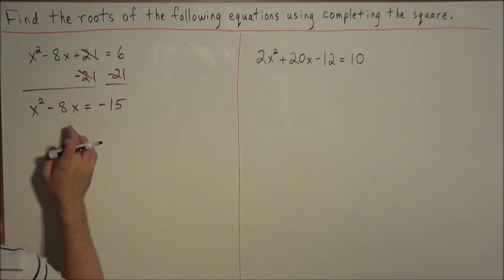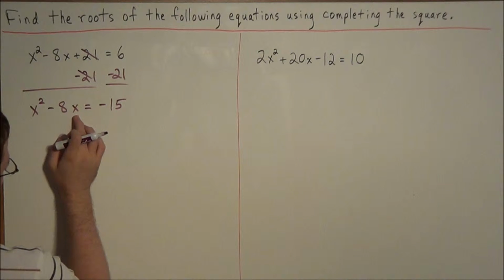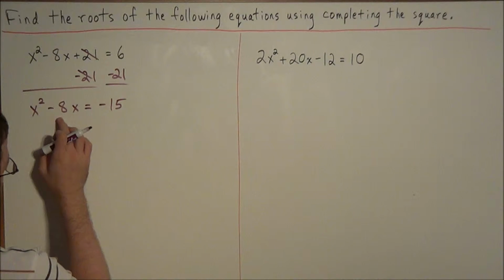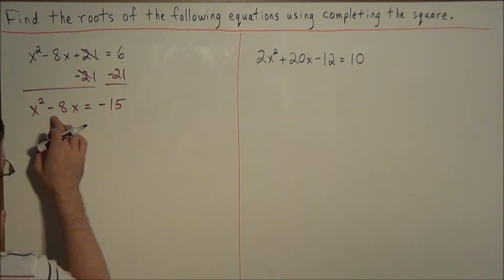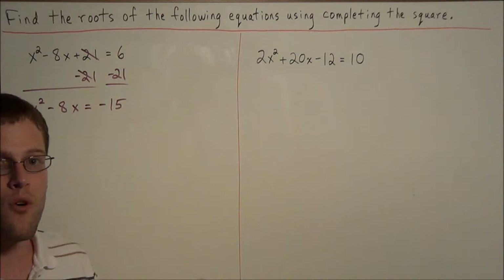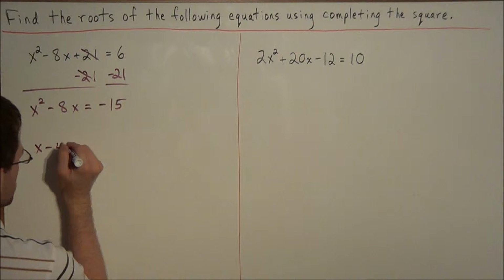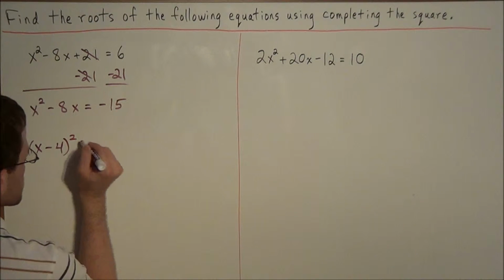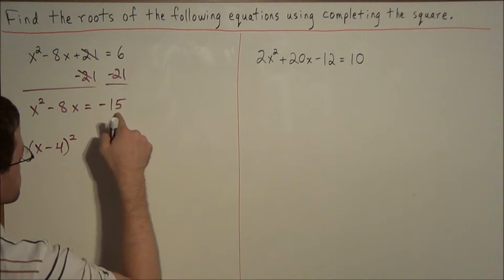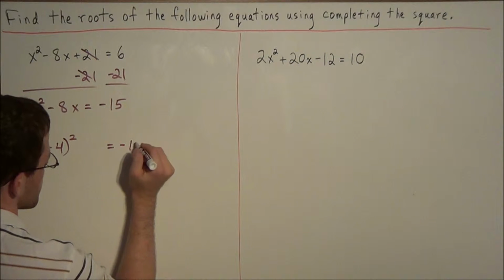And then the next step is to look at the coefficient in front of the x term, and we notice that it's a negative 8, and we need to find half of negative 8. And half of negative 8 is negative 4, so for the next line we're going to start by writing x minus 4 squared equals, and we're just going to rewrite negative 15.